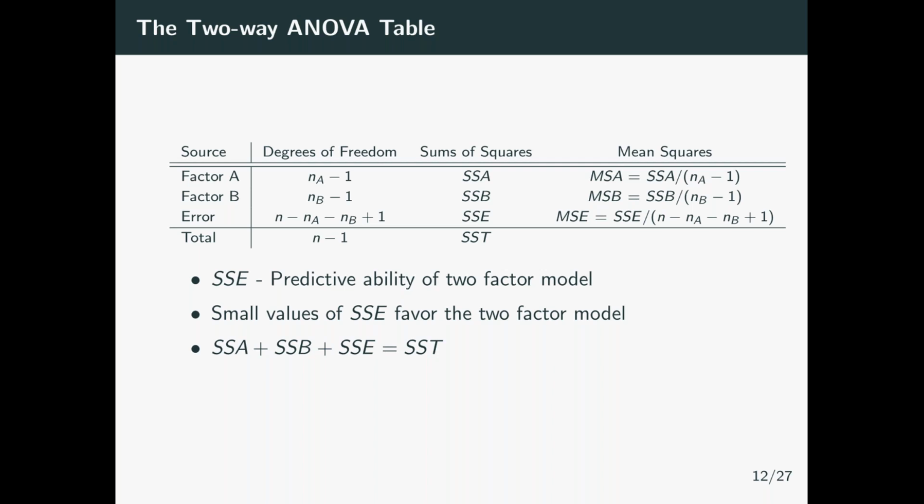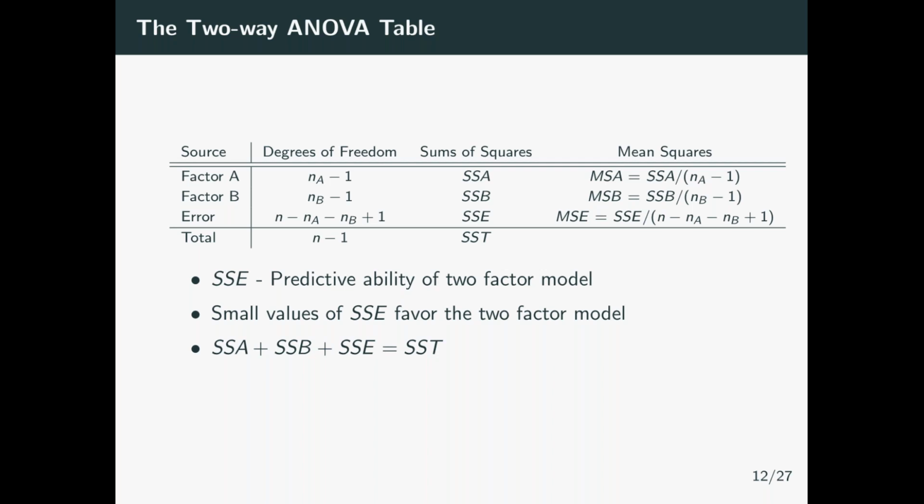Okay, the total will always be n-1 total degrees of freedom, and the sums of squares total will always be as I described it before. The sum of the square difference from each measurement to the overall average of the measurements. That line doesn't change, but all of the other lines will change, and you'll see that as I show the numerical values for our simulated example. Now for the two-way ANOVA table, we interpret the sums of squared error as the predictive ability of the two-factor model, since we have two factors in our model. Lower sums of squared error means better predictive ability again.